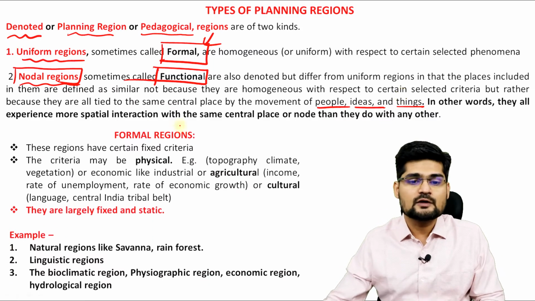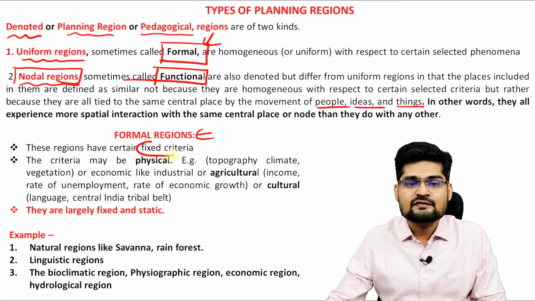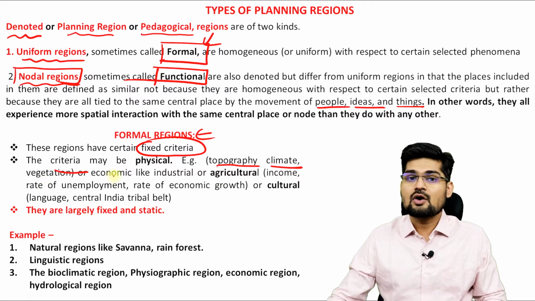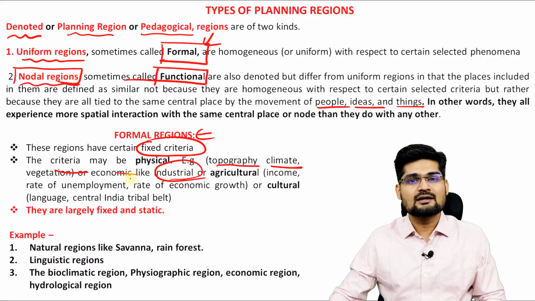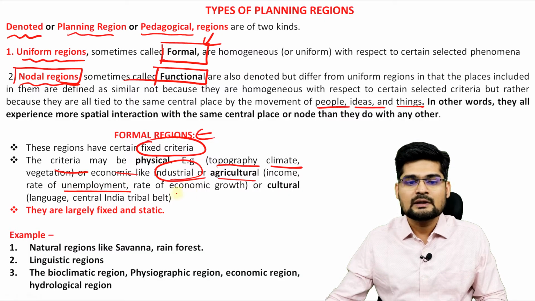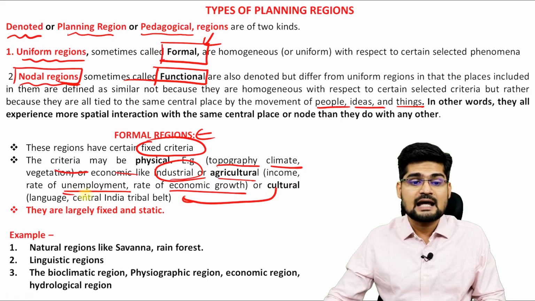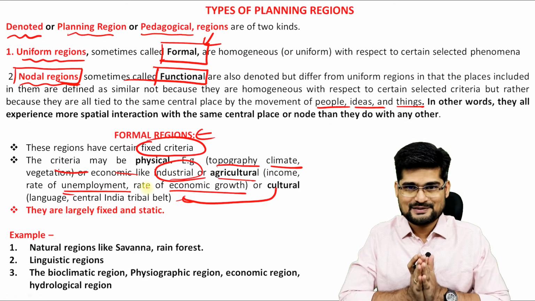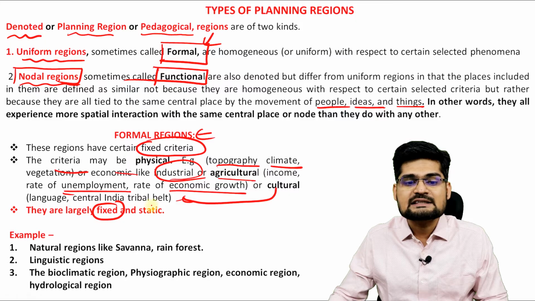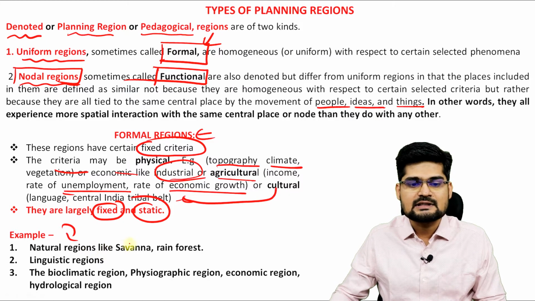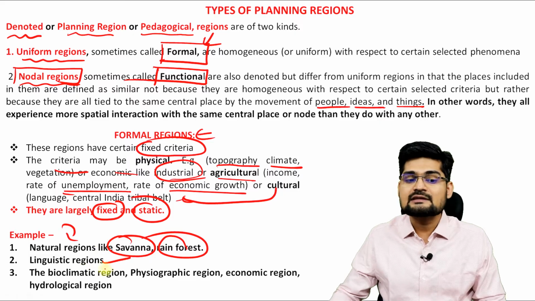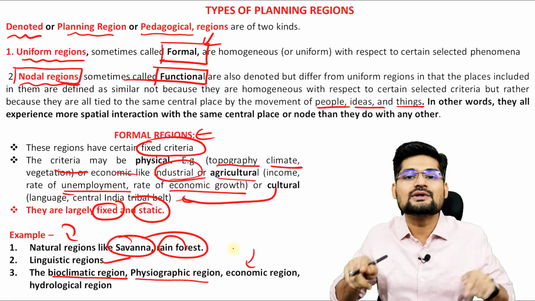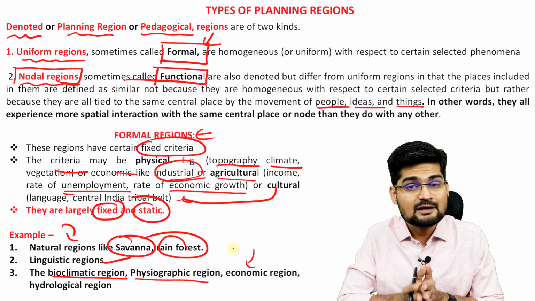So first of all, let's look into formal regions. These regions have a fixed criteria. For example, the criteria could be physical criteria like topography, climate, vegetation, or economic criteria like industrial criteria, agriculture, income, rate of employment, rate of economic growth, or cultural criteria which is language, or any other attribute. So these kinds of criteria are formal criteria. But remember, they are largely fixed and static in nature. For example, natural regions like savanna region, rainforest region, linguistic region, bioclimatic region, and several other regions. These kinds of regions are formally instituted. You can actually delineate them on formal databases, isn't it?